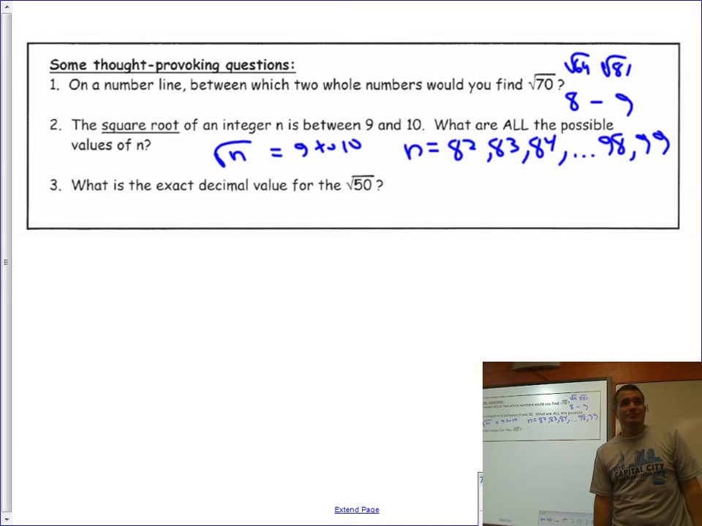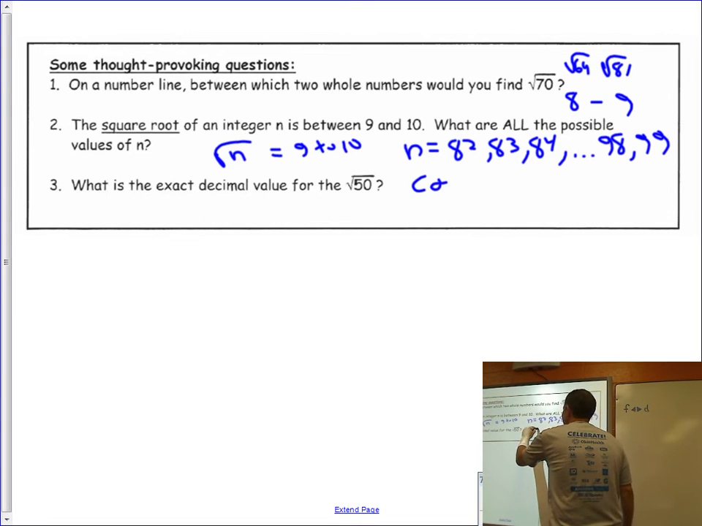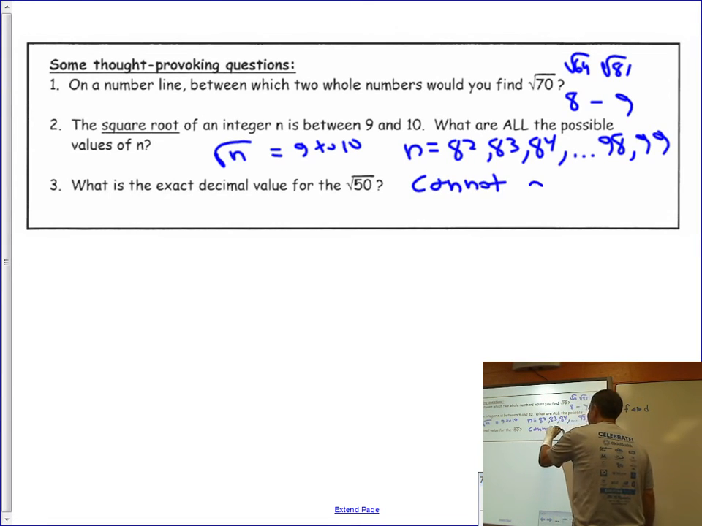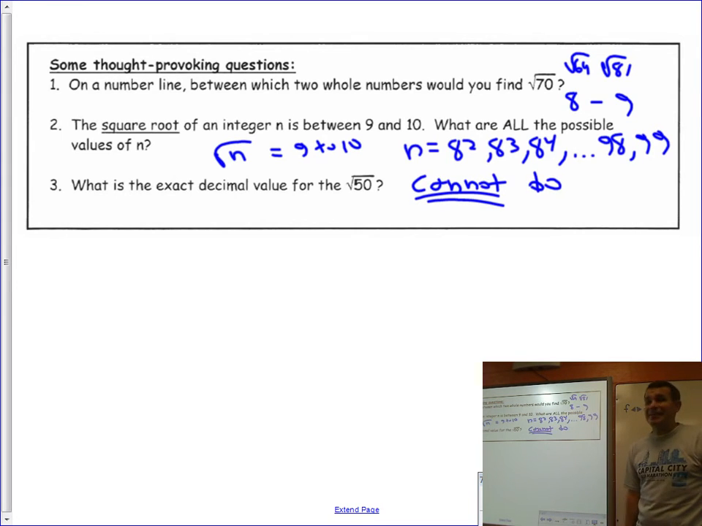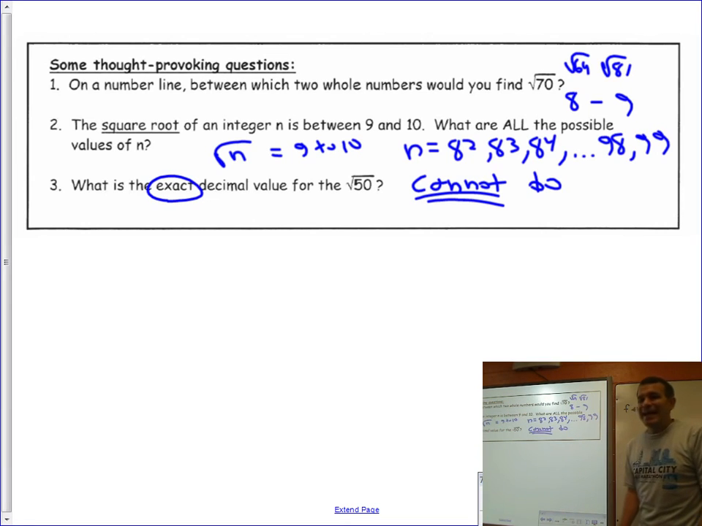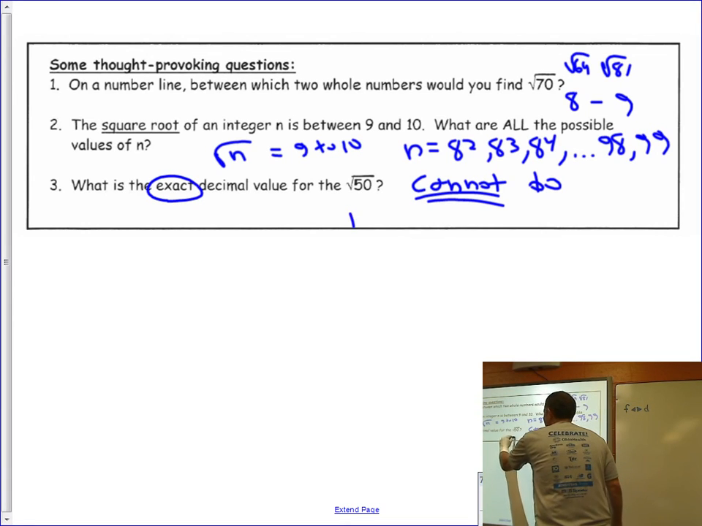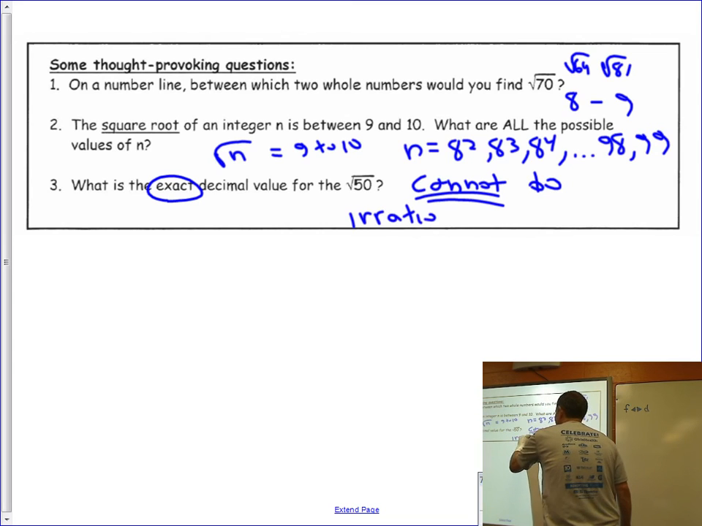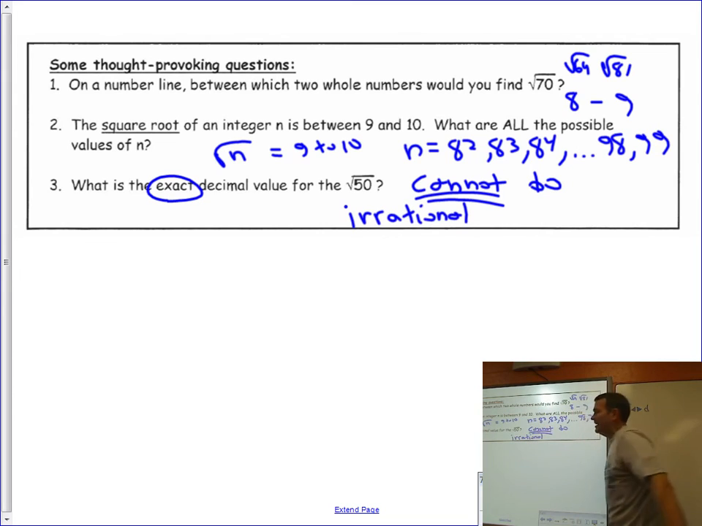And last up, what is the exact decimal value for the square root of 50? You can't do it. It doesn't have an exact value. The key word there is exact, and the square root of 50 is irrational, so it does not have it. It's a non-terminating, non-repeating decimal. It doesn't have an exact value.